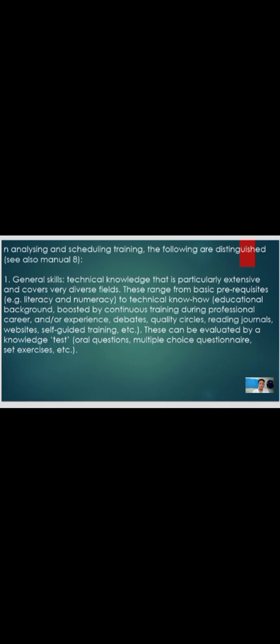In analyzing and scheduling a training, the following must be distinguished. First, we have the general skills. It's about the technical knowledge that is particularly extensive and covers very diverse fields. Second, we have the operational skills. This is more about the ability to perform an operation than the knowledge as such. It means being able to carry out a technical operation effectively.